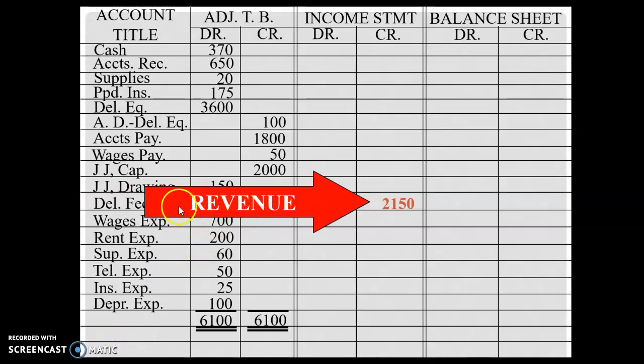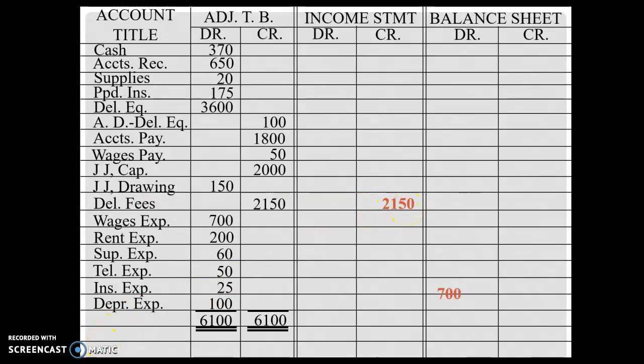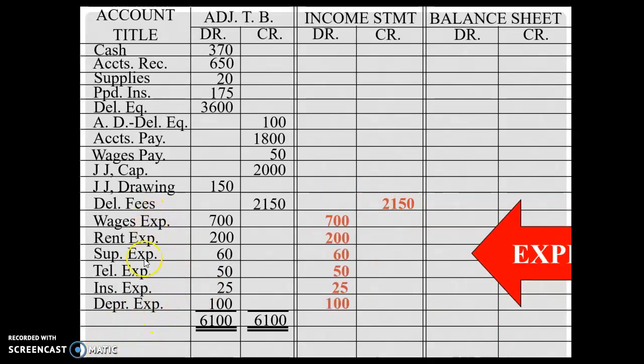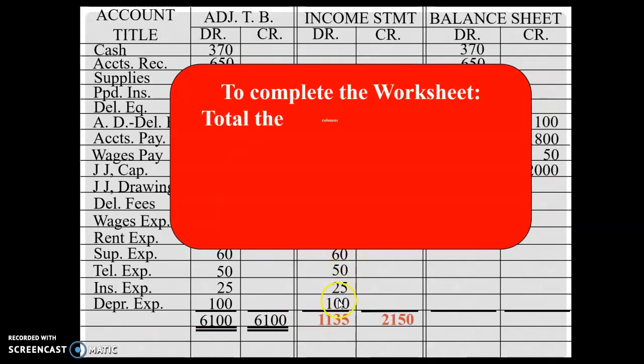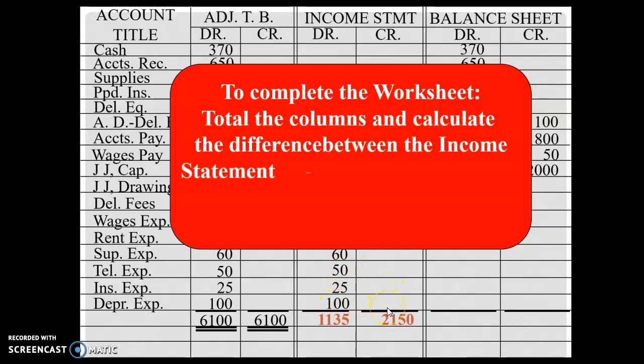Okay, so here's our revenue account. That's delivery fees, and that was a $21.50 credit, so we copy it over as a $21.50 credit. Then we have all of our expenses, and we're copying them over. They're all debit balances, so we copy them all over as debit balances. So now we have only one revenue account, and all of our expense accounts are copied over into their correct column in the income statement.